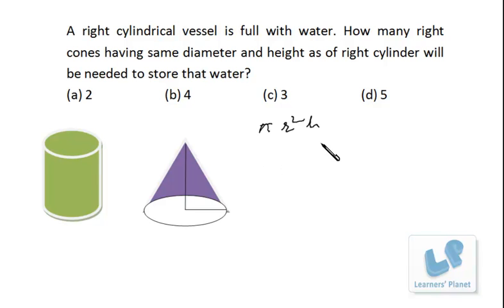Now, since diameter and height, both of them are same, so it's volume of cylinder and volume of cone, so it's 1 upon 3 pi r square h. I'm using r and h both same because radius of a cylinder and cone and height of both of them is also same. Okay, so you can see that the volume of this cone is 1/3 that of cylinder, so you need 3 cones to store the water. Okay, I hope you are clear.